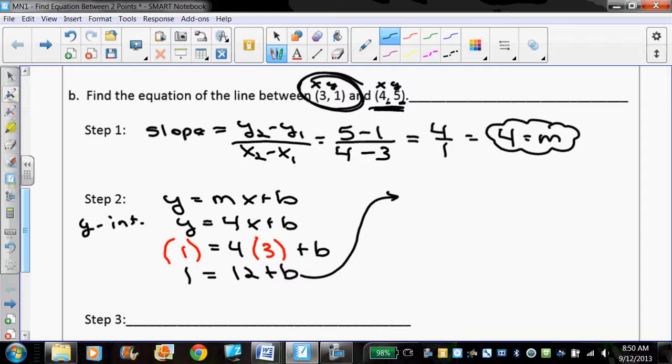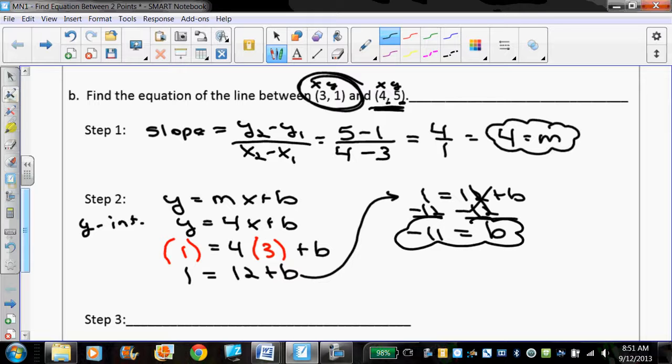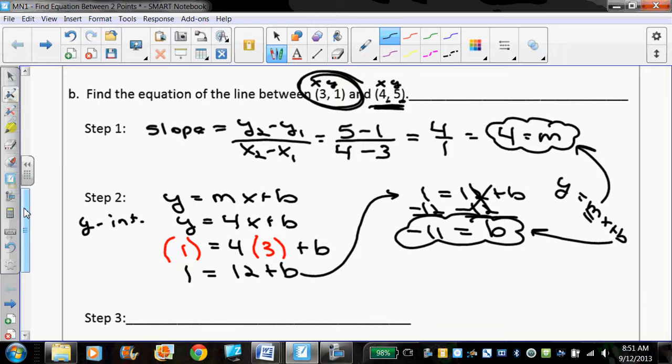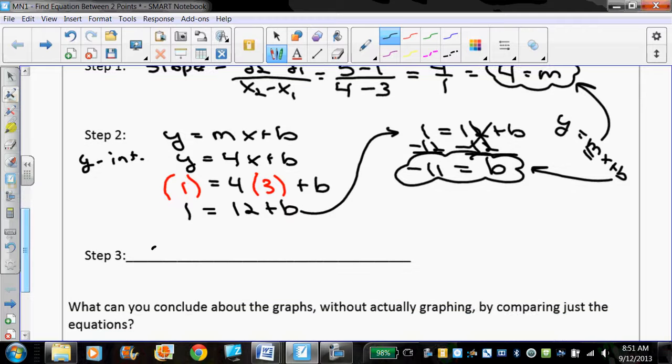I'm going to bring this up here because I'm running out of space. I'm going to subtract 12 from both sides to solve for b, my y-intercept. This here is negative 11 equals, this is gone, and that's b. So now we have our 2 pieces for our equation. So again, the general form is y equals mx plus b. We found m, the slope up here, and we found b right here. So we can now put those together for step 3, which is y equals 4x minus 11.